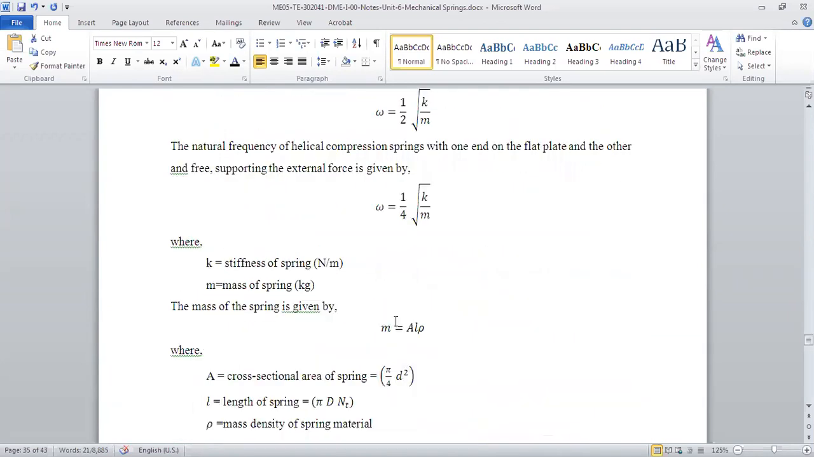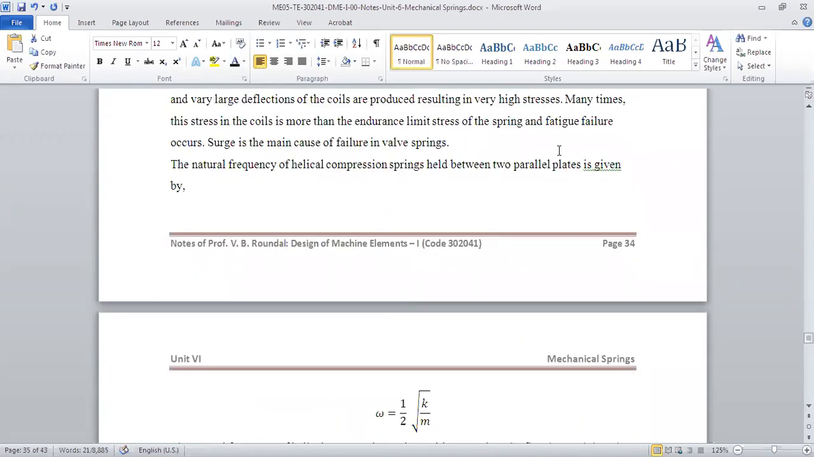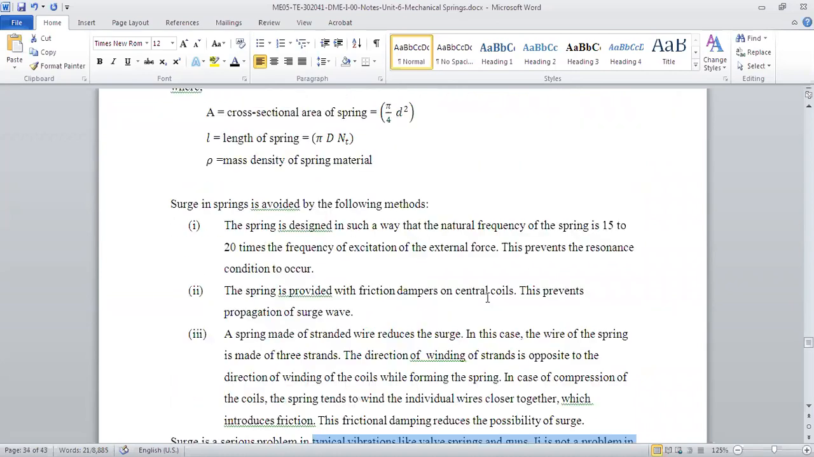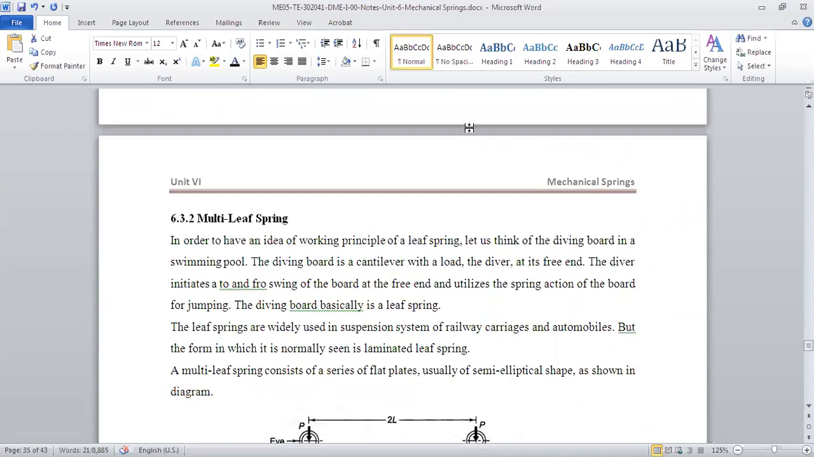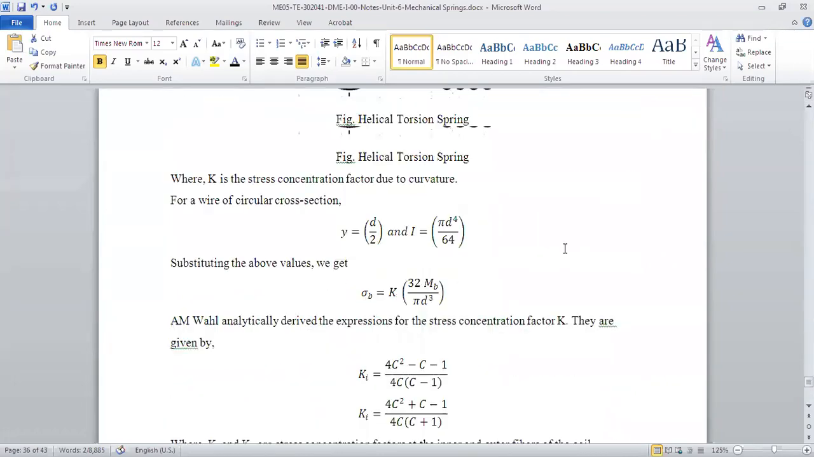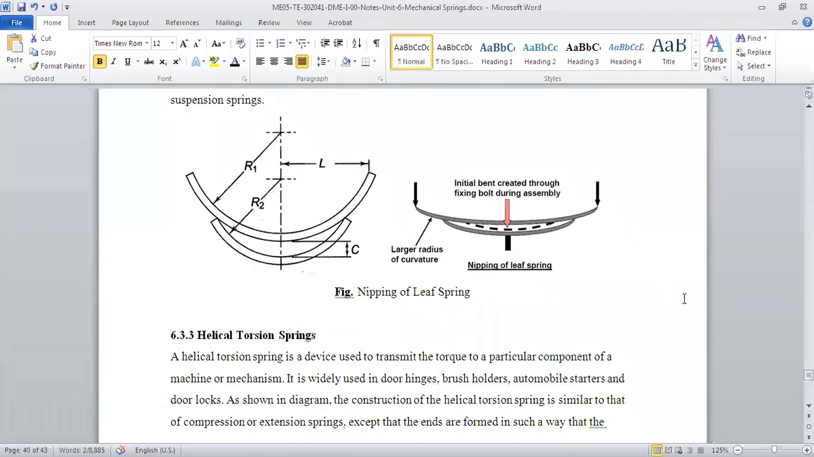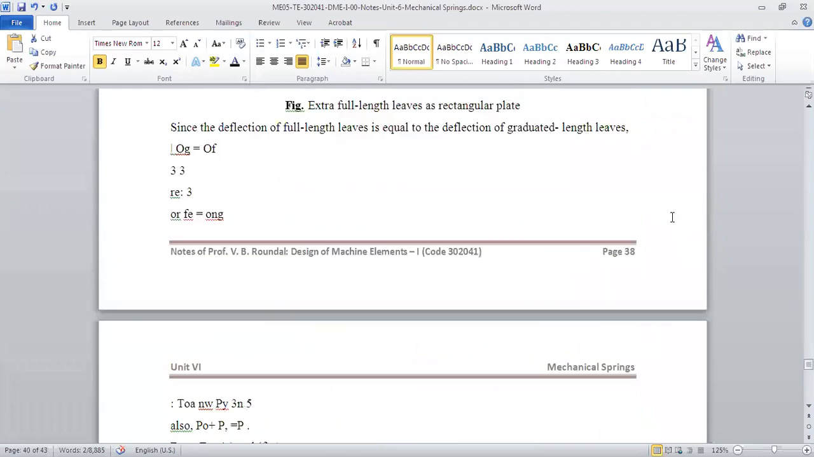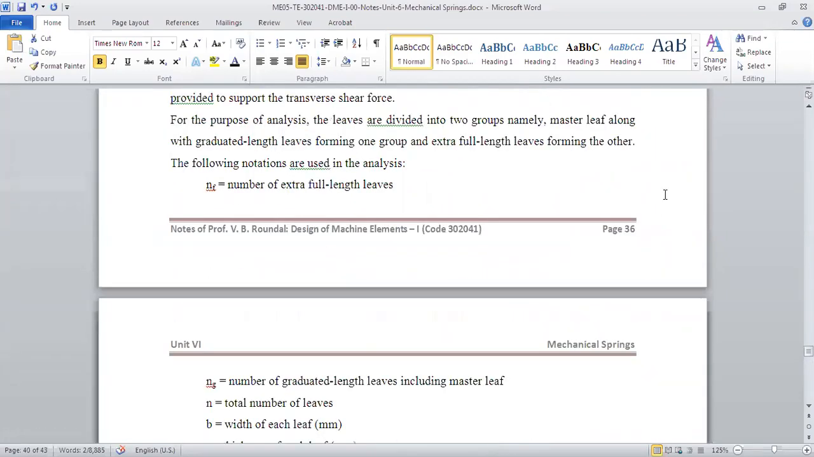So this is about the surge. We are out of time, so I will stop here. The next lecture will be our last lecture. We will go through the design of a multi-leaf spring quickly, and only the theoretical part of a torsion spring. So the torsion spring and multi-leaf spring will be taken in the next lecture.